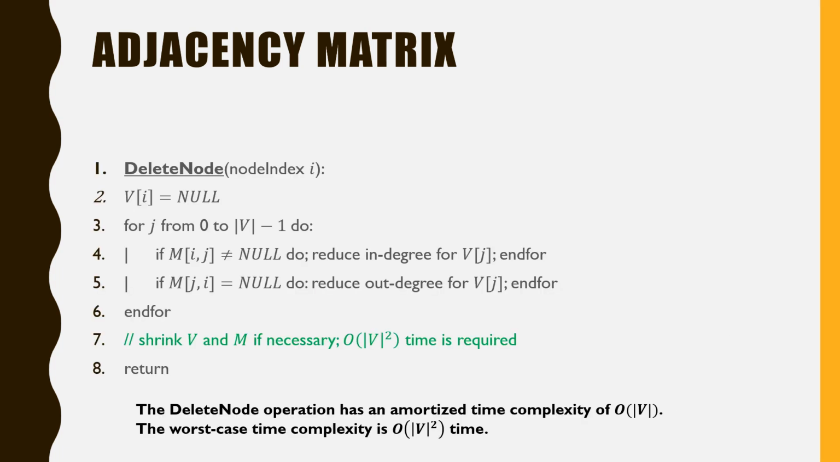Here is the pseudocode for the delete node operation. This function takes one parameter, the index of the node that needs to be deleted. In line 2, we perform lazy deletion by marking Vi as null. Then, in lines 4 to 7, we update the degrees of all nodes previously connected to node i.